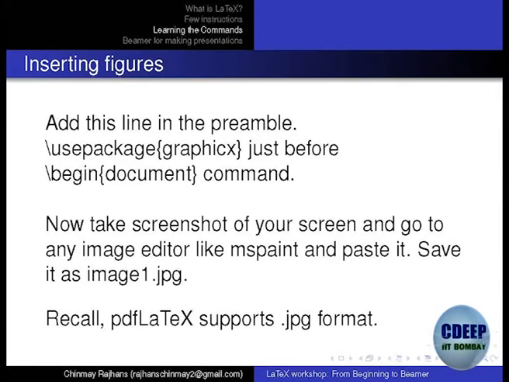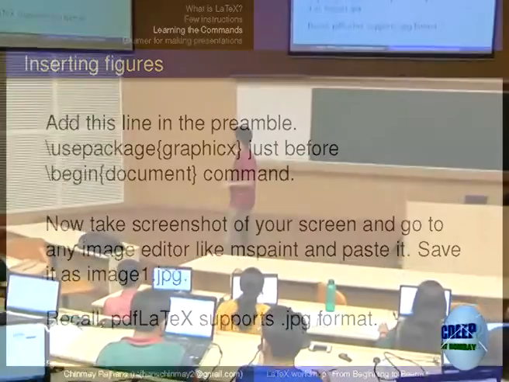Next step, go anywhere in your directory, get one image, JPG preferably, and copy it to the folder where you have your text file. Rename it to image1.jpg. The image name should not have spaces; you can use an underscore, that is allowed. LaTeX supports almost everything: JPG, PDF.